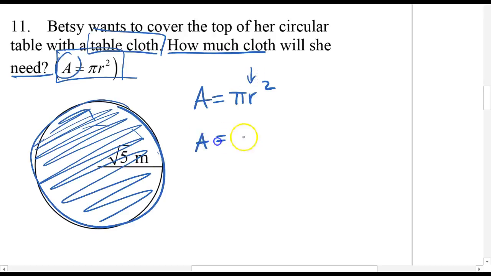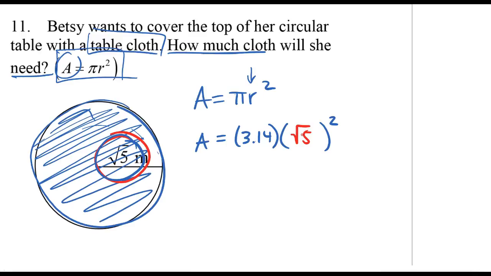So A equals pi, which is 3.14, times the radius squared. Okay, so the radius here is the square root of 5 right there. So that's all we do is take that and plug it in. Okay, now you got to be careful in how you actually plug this into your calculator. Okay, so let me show you how to do that.